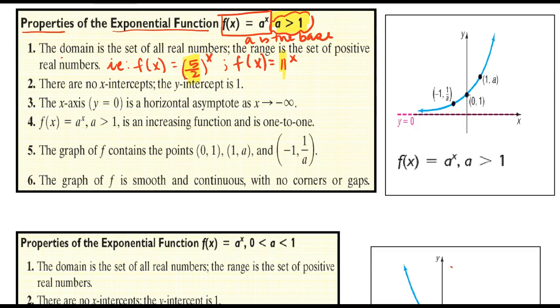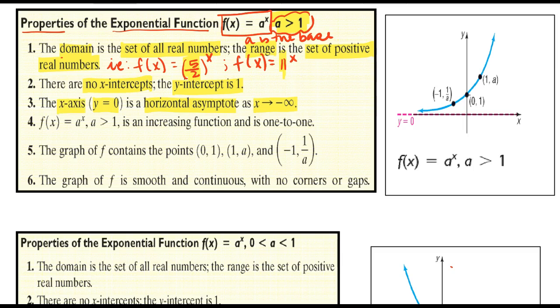Based on these properties, which means it's always true, the domain is always the set of real numbers, and the range is the set of positive real numbers, okay? And again, the property means this will always be true. For your exponential functions, there will be no x-intercepts at all, and the y-intercept is always 1. You will have a horizontal asymptote as x approaches negative infinity, and the horizontal asymptote is y equals 0, which is the x-axis.